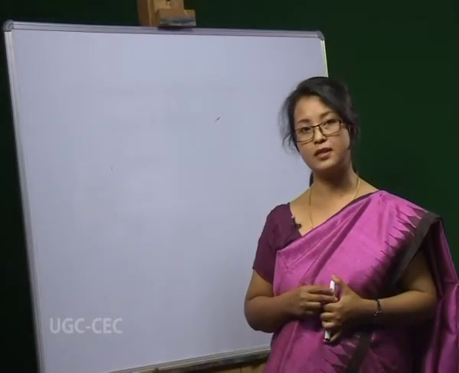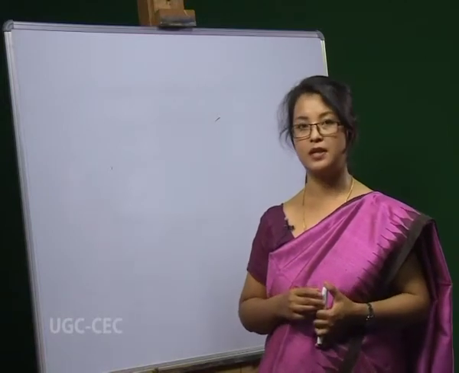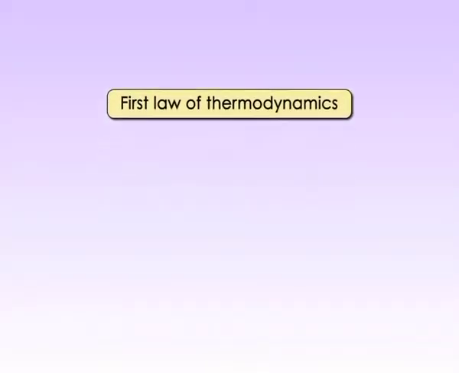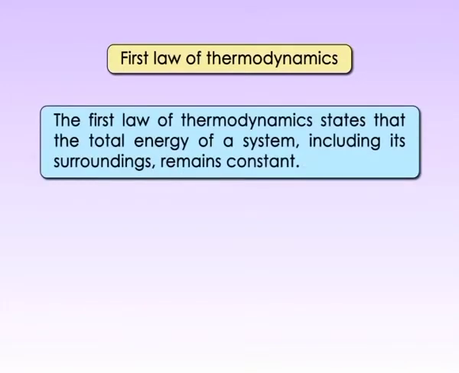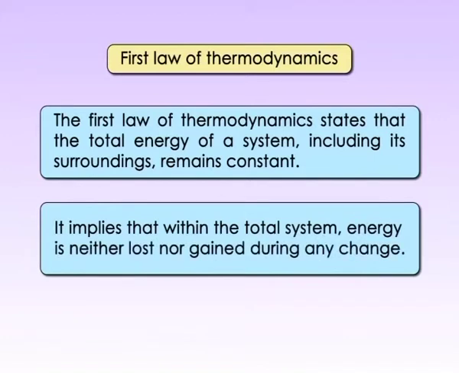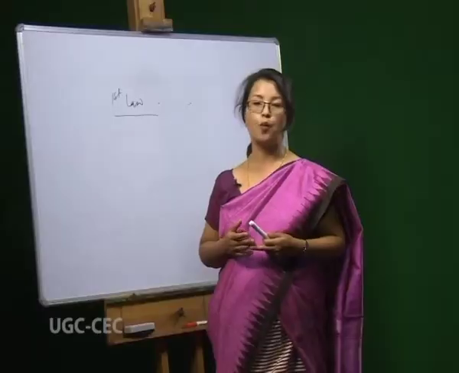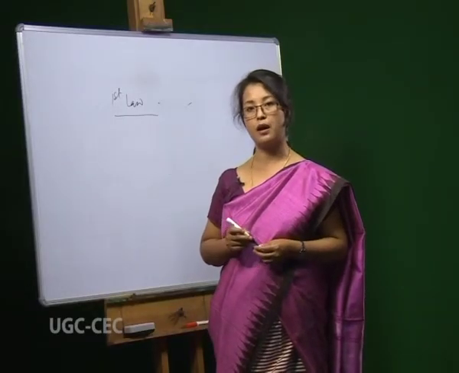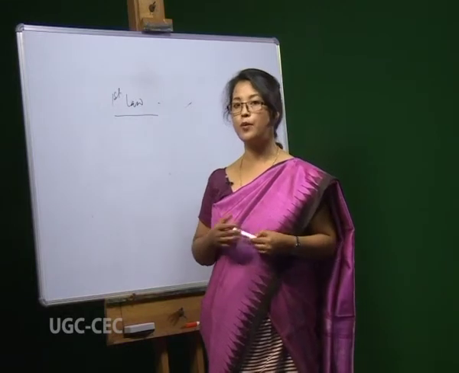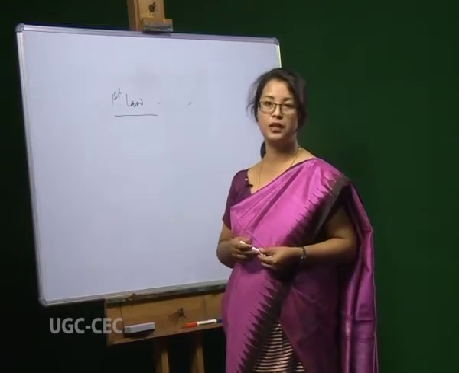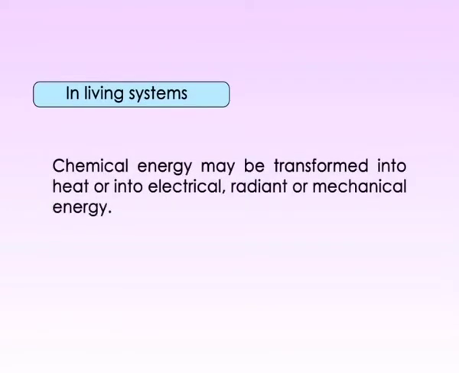Now, all biological systems conform to the laws of thermodynamics. Let's look at the first law. The first law of thermodynamics states that the total energy of a system, including its surroundings, remains constant. It implies that within the total system, energy is neither lost nor gained during any change. However, energy may be transferred from one part of the system to another or may be transformed into another form of energy. In living systems, chemical energy may be transformed into heat or into electrical, radiant, or mechanical energy.